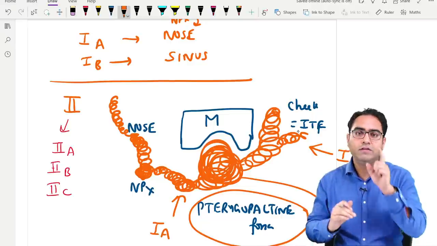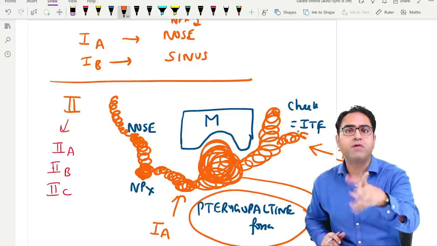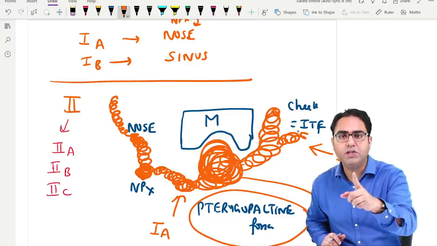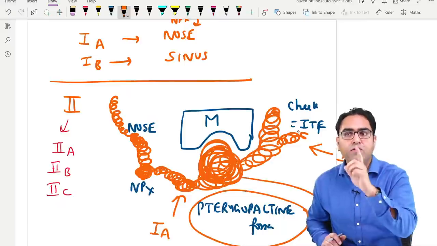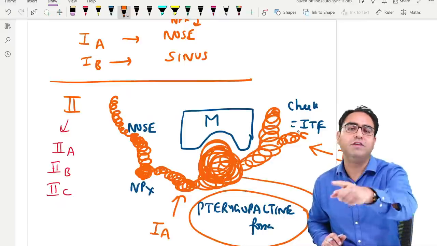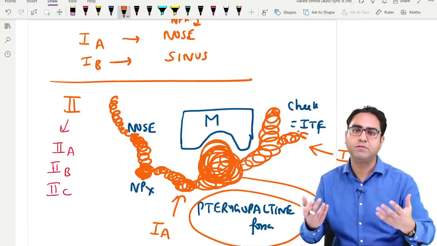So it's very easy. Sinus involvement mentioned, mark 1B. Pterygopalatine fossa mentioned, mark 2B. Infratemporal fossa mentioned, mark 2C. They are the possible questions of AIIMS, INI-CET, beta.